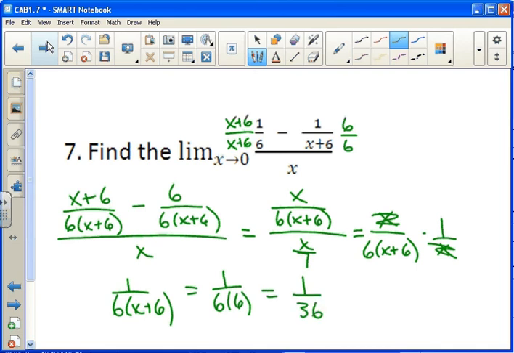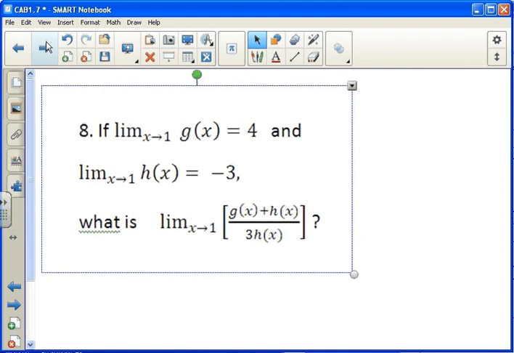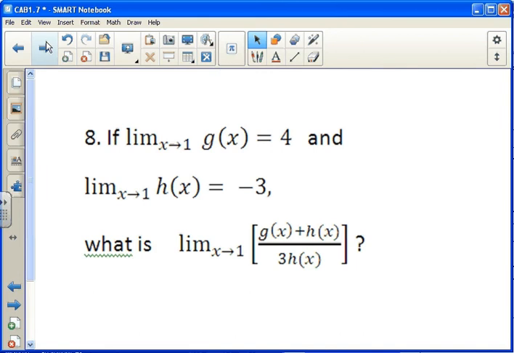Number 8, this is using the properties of limits. So they're giving you the fact that the limit for g is 4 and the limit for h is negative 3. Notice for both of those that it says x approaches 1. Now, it says what is the limit as x approaches 1 for g of x plus h of x over 3 times h of x. In other words, if we took the two functions we have right now, g and h, and rewrote a new function by adding the two together and dividing by 3 times h, what would the new limit be?